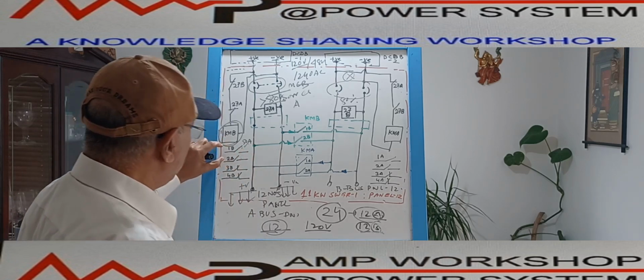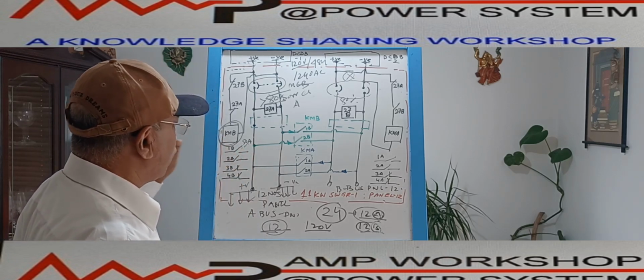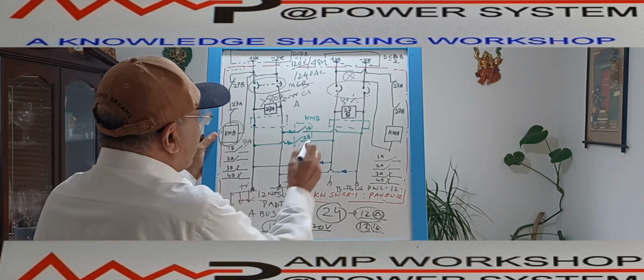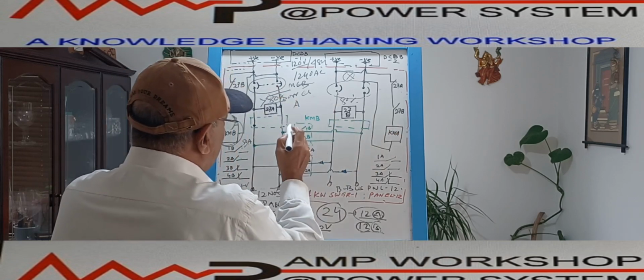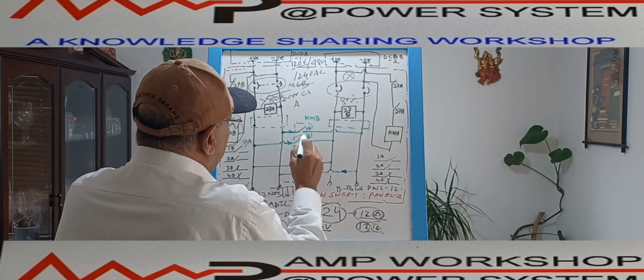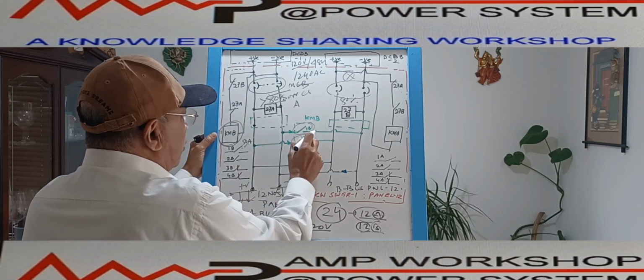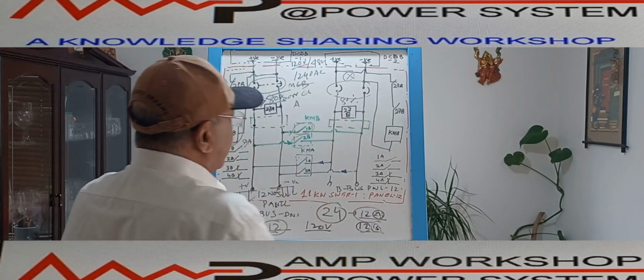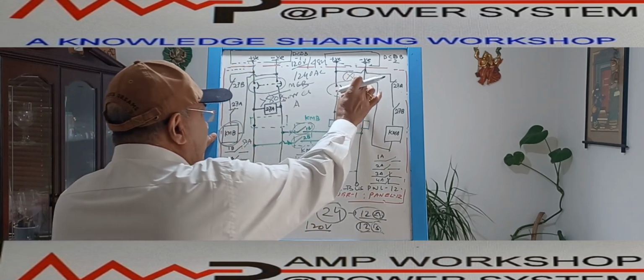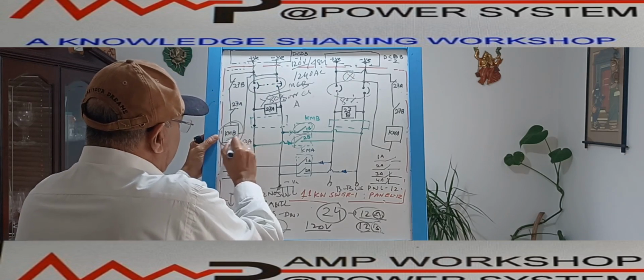I am using the first two, 1B and 2B, the 2NO contacts. These NO contacts I am using to take the power supply from A source to B source. So this is one NO contact, and this is another NO contact I am using over here. This arrow shows power going from here to here. So the moment this power supply failed, KMB is energized.